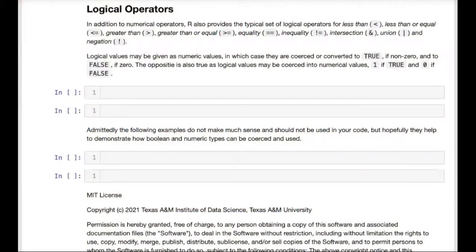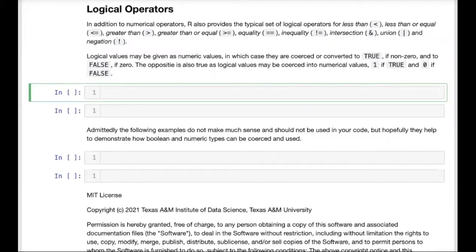This video is a continuation of the calculator notebook. We're going to be discussing logical operators and Boolean values. In particular, I want to point out what happens when these values are coerced into other types, like numeric values.